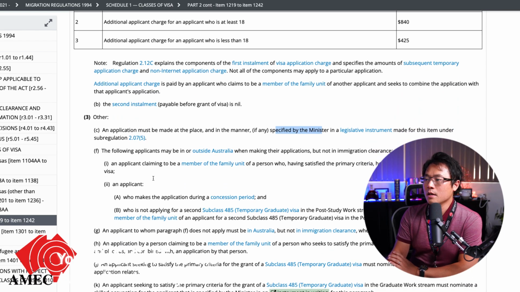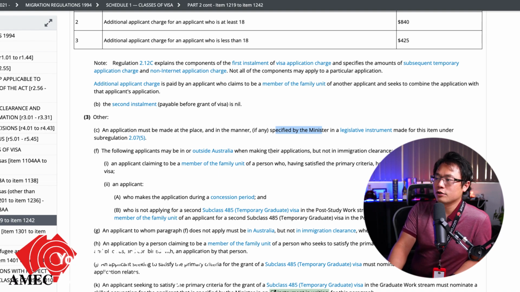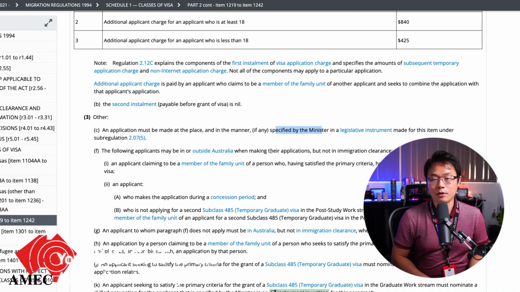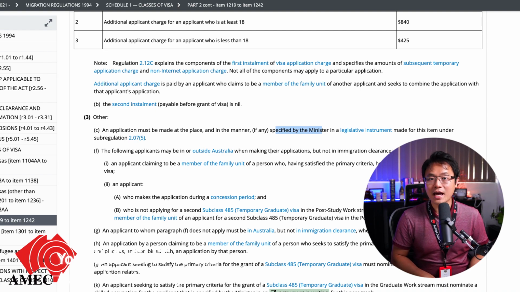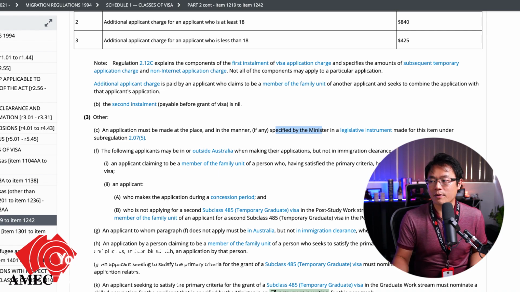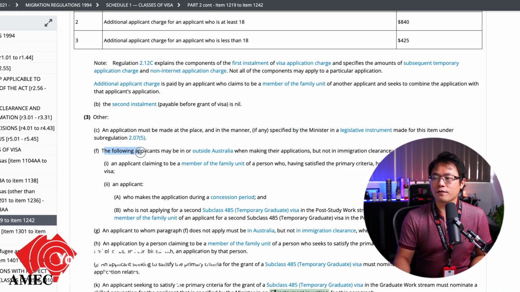The following applicant may be in or outside of Australia when making their application, but not in immigration clearance. Now, bear in mind the definition of immigration clearance, meaning that you're at the airport. You're still not even clear at the airport, so you cannot be at the airport when you lodge this. Now, the F is the following applicant.